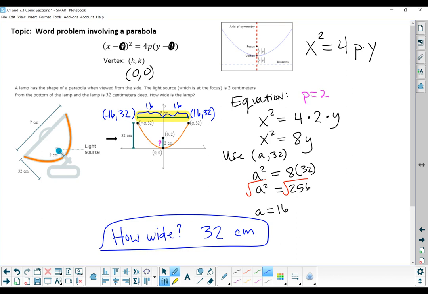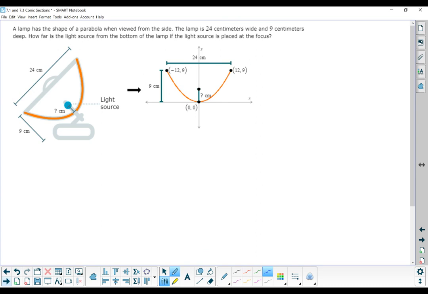So they aren't all set up like this. There are several different iterations. I'm going to go through one of each type. The next one, it's still a lamp, but this time it says how far is the light source from the bottom of the lamp. So in other words, we're trying to calculate p. So our equation setup is (x - h) squared equals 4p times (y - k). And again, that's on your formula sheet. Our vertex is (0, 0). So x squared is equal to 4py. We need to calculate p.